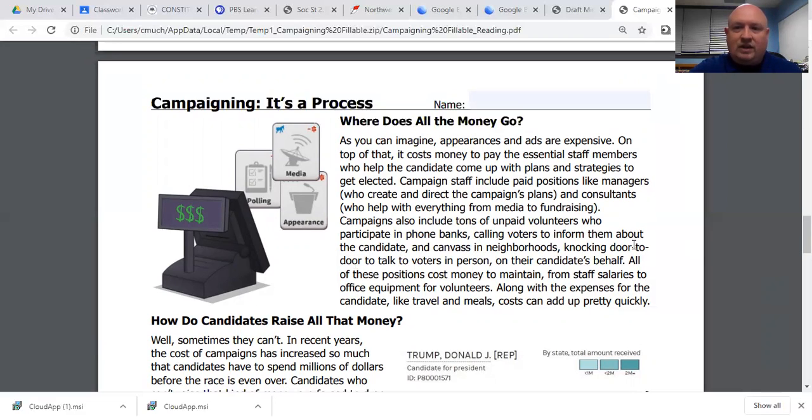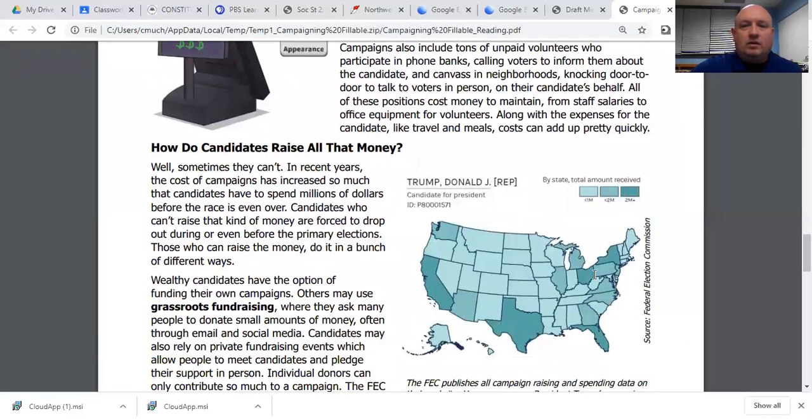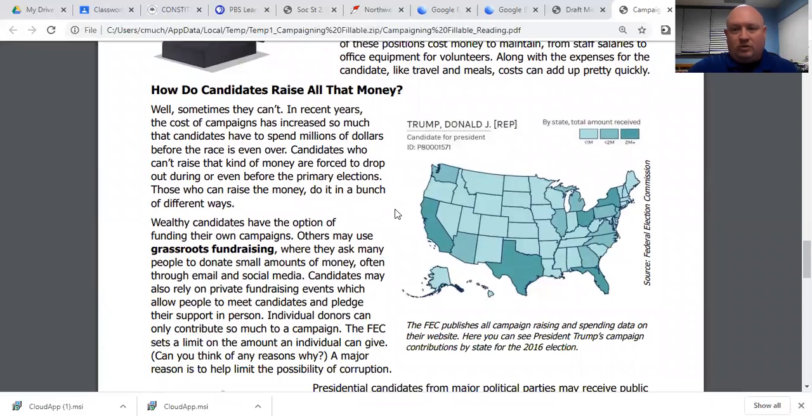You see the definition next to it: knocking door to door to talk to voters in person on their candidate's behalf. All these positions cost money to maintain, from staff salaries to office equipment for volunteers. Along with the expenses for the candidate, like travel and meals, costs can add up pretty quickly. And the more local the election, quite often it's more likely to be heavily staffed by volunteers.